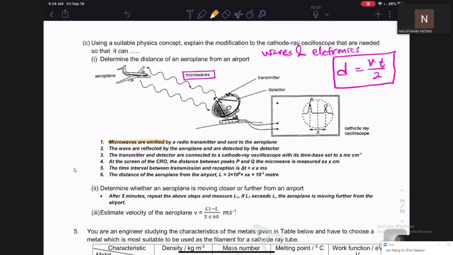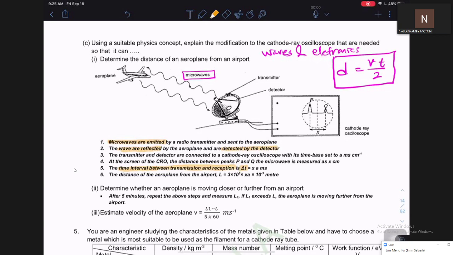Okay, enough. I mean towards the aeroplane. The wave reflected. I mean one of the phenomena of waves occurs, because you are telling the correct terms over here. Okay, the microwave is reflected and then detected by the detector. I mean the echo, or the reflected sound, detected by the detector. Okay, the time interval between the transmission and reception.